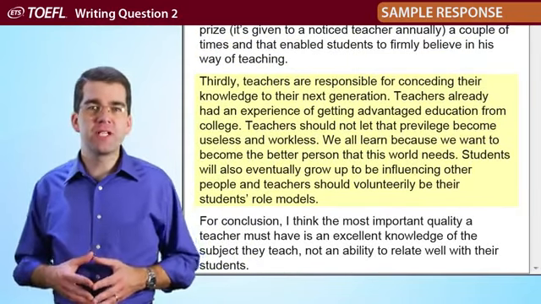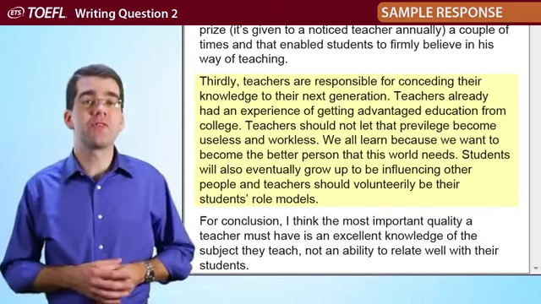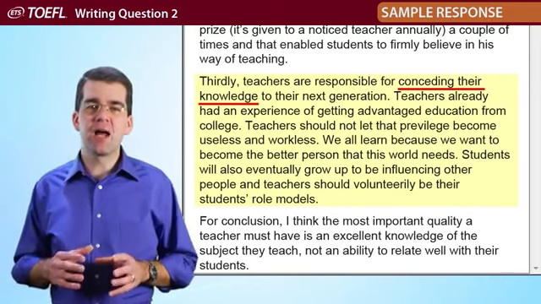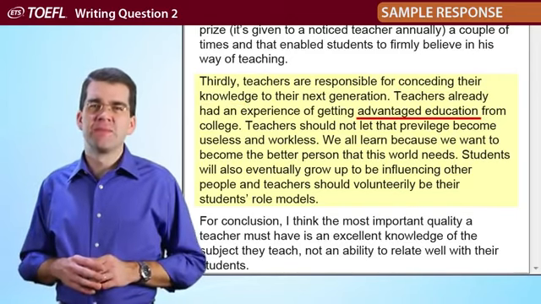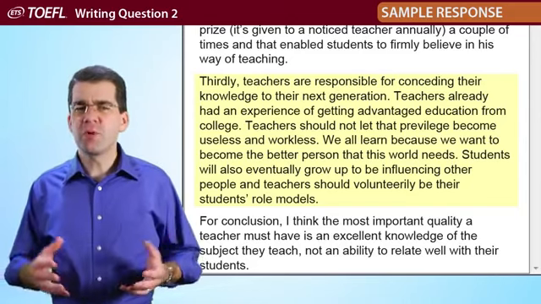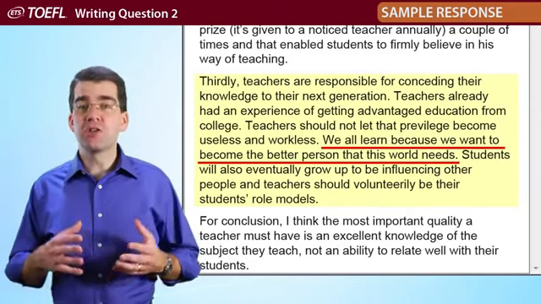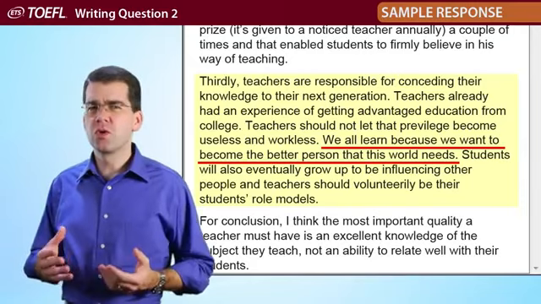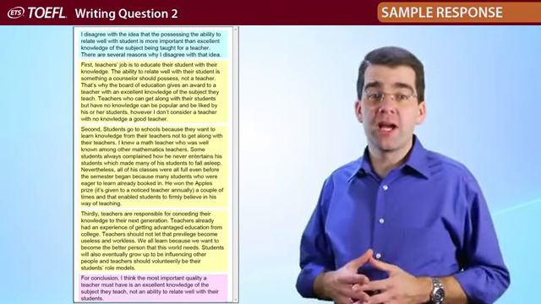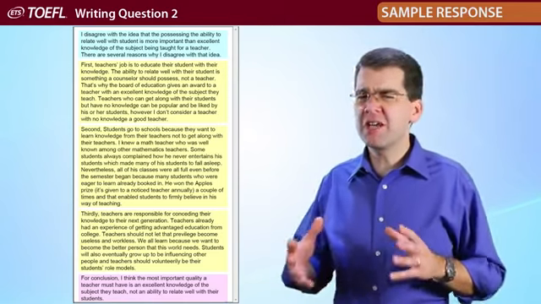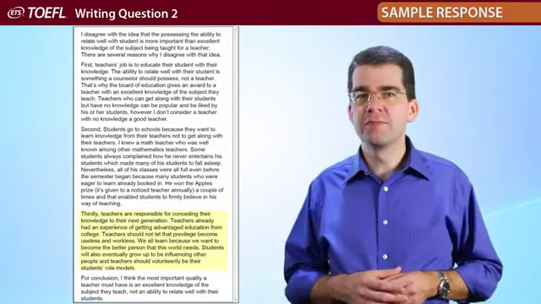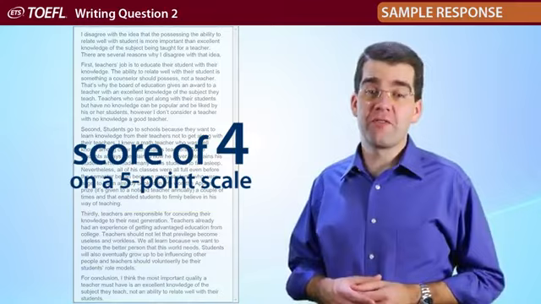The writer talks about how teachers have the obligation to pass on what they have learned. But there are some errors of word choice, like "conceding their knowledge" and "advantaged education," and the connection of ideas is somewhat unclear. For example, what's the purpose of saying, "we all learn because we want to become the better person that this world needs"? So overall, the essay is well organized and makes solid points. But given the word choice and unclear connection of ideas, especially in the fourth paragraph, this essay would receive a score of 4 out of 5.